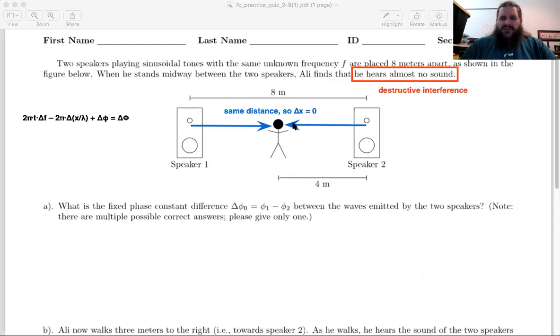And that tells us something very important. If he's standing in the exact center, so there's no difference in path length, what type of interference would you usually expect if there's no difference in path length? Yeah, usually I would expect constructive interference, but he's hearing destructive interference instead, and that means there must be something else going on. So what else could be happening to turn what we'd expect to be constructive into destructive instead? Right, they've got to be out of phase. And specifically out of phase by how much?